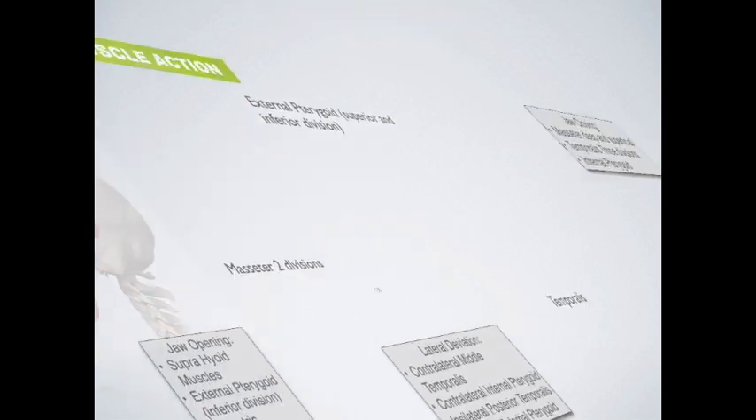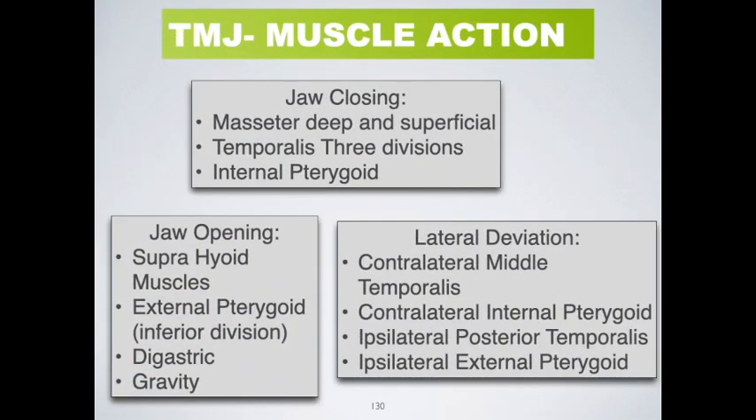Now, here's a breakdown of the tasks that these muscles perform. With jaw closing, and these are important to really get down for when we get into the testing protocols, you think masseter, you think temporalis, and internal pterygoid. Those are the three main players. In fact, those are the three players with jaw closing.